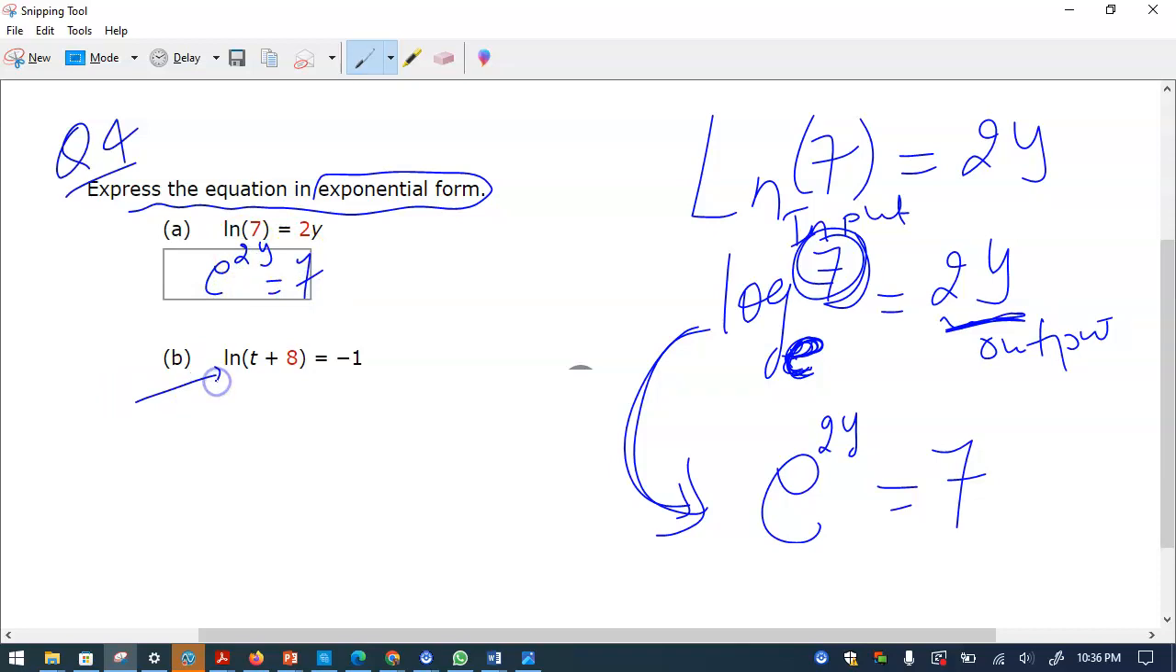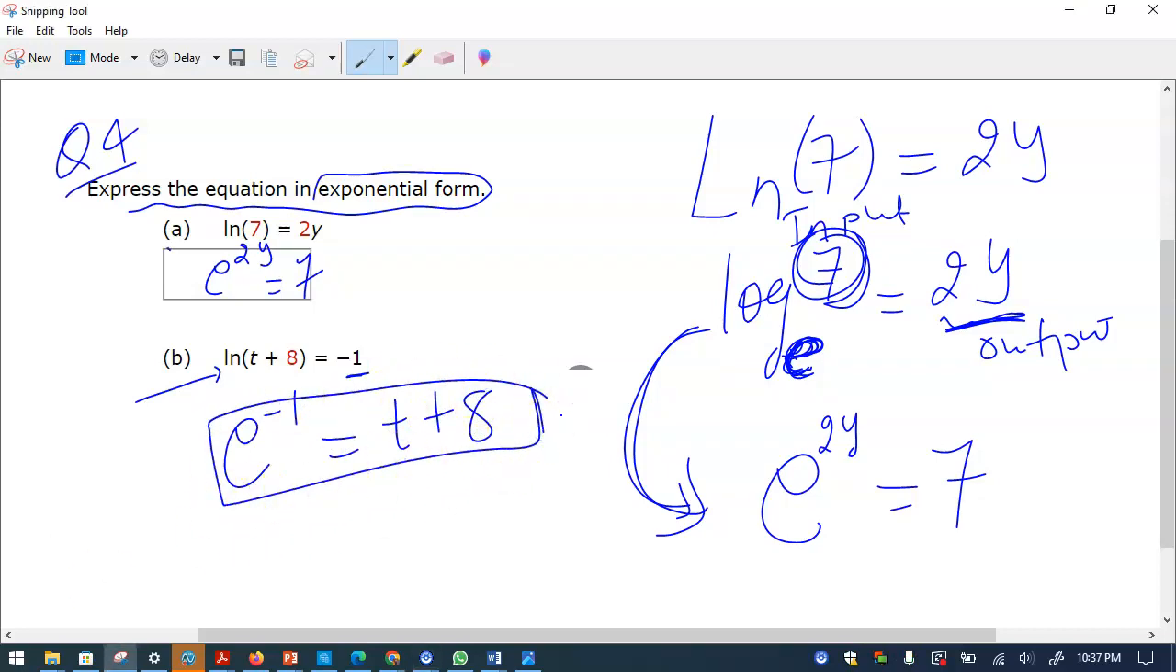And the other one becomes the same thing. I have to write e raised to, now it is minus 1, so this will be e raised to minus 1 equals t plus 8. And that's all you're going to enter in the box, like how you have this. So that takes care of question number 4.